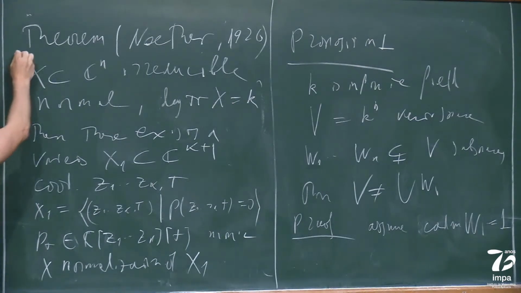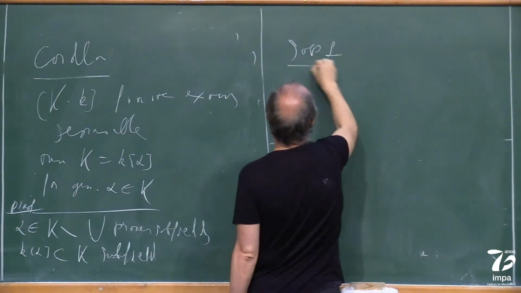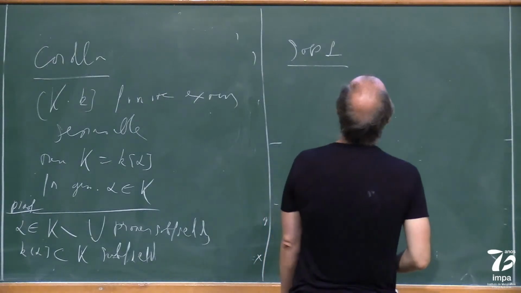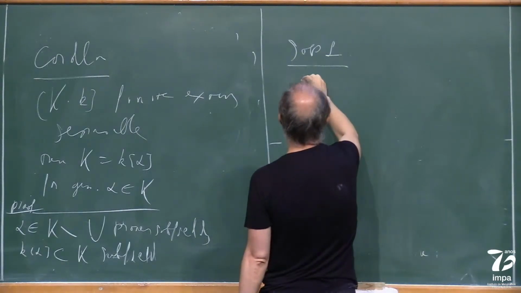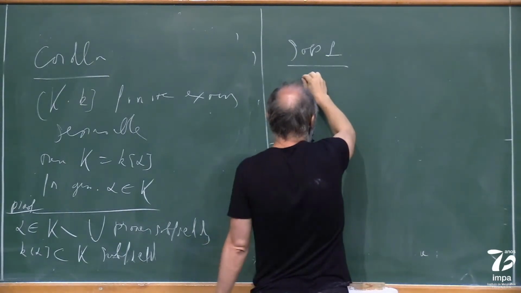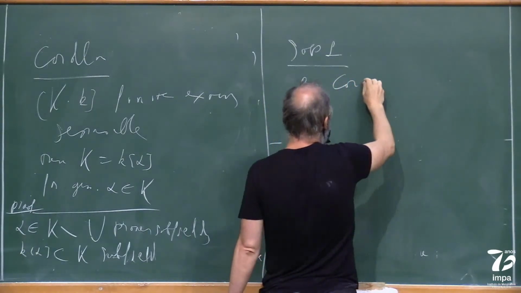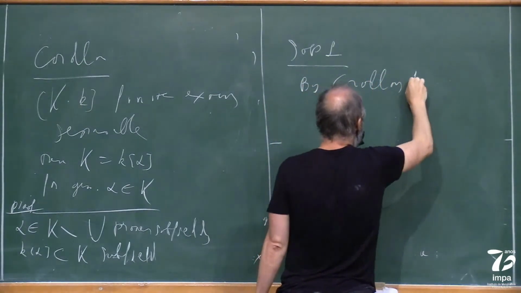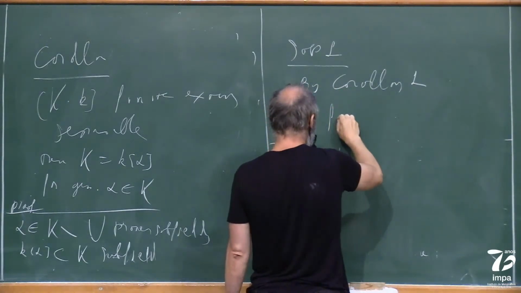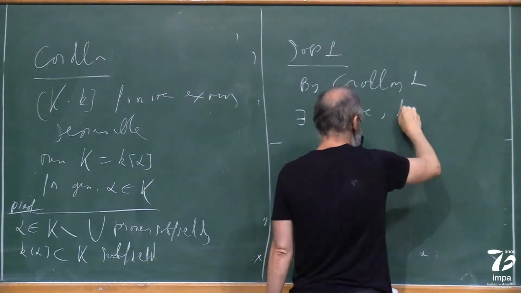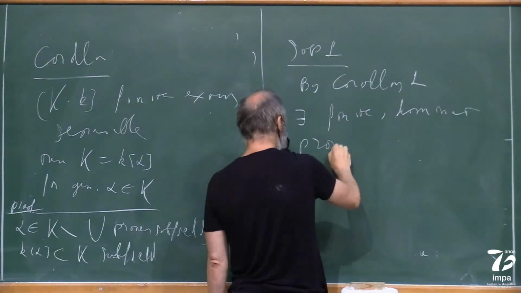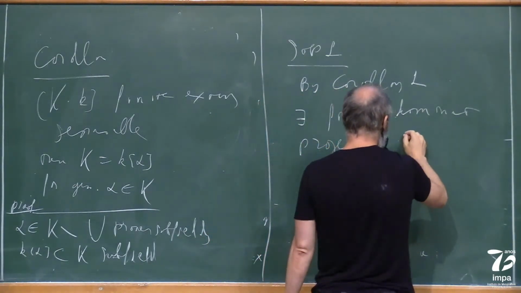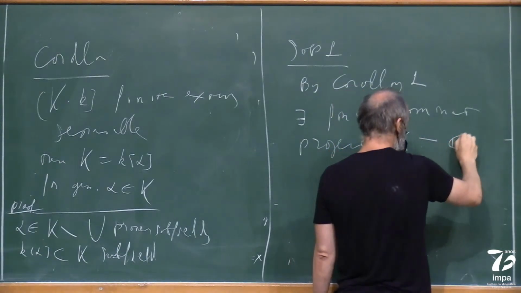Okay, so step 1. Consider, there exists by Corollary 1, the Noether normalization. There exists a finite, dominant projection from X to C^k.